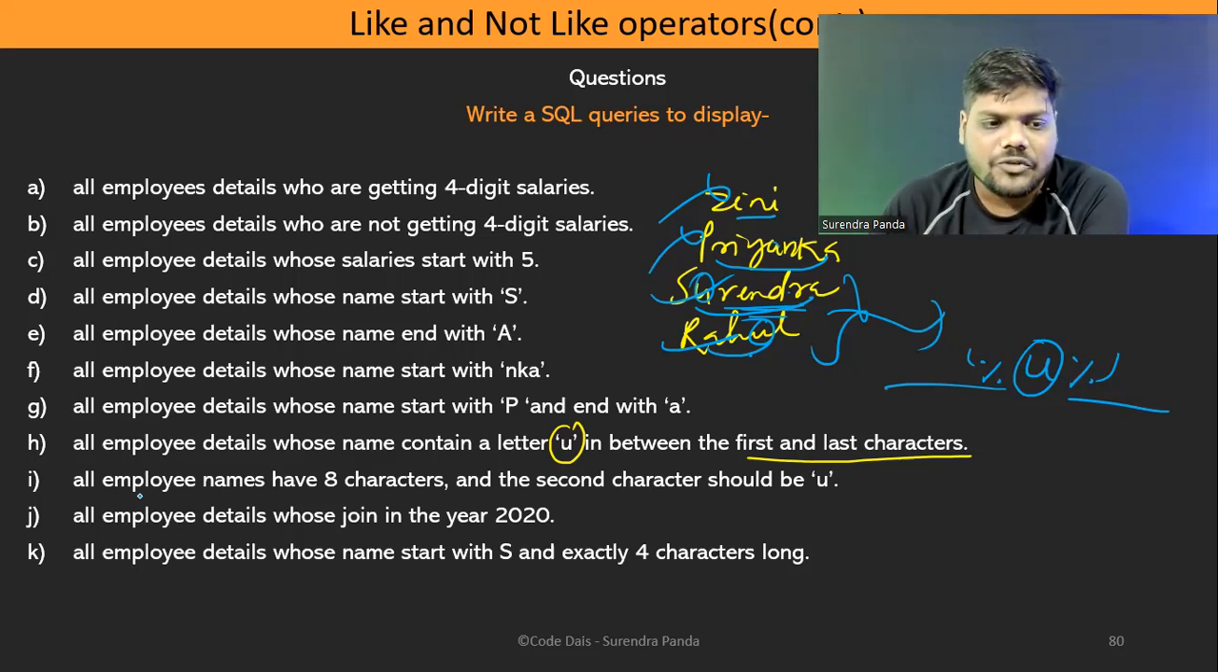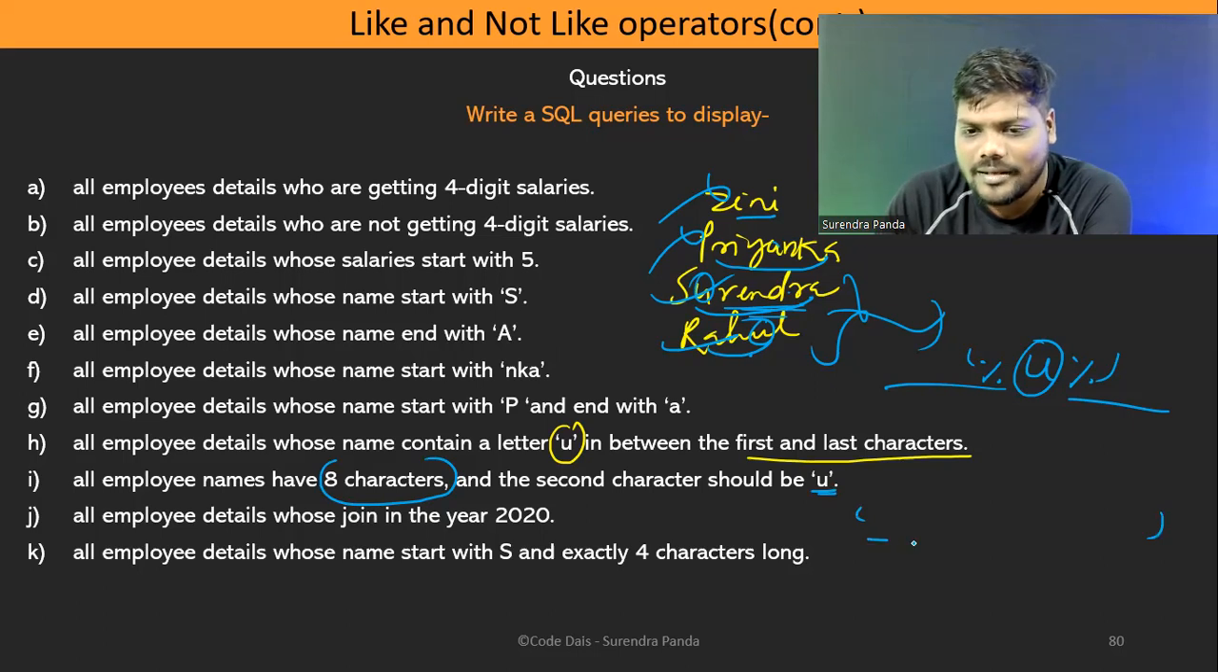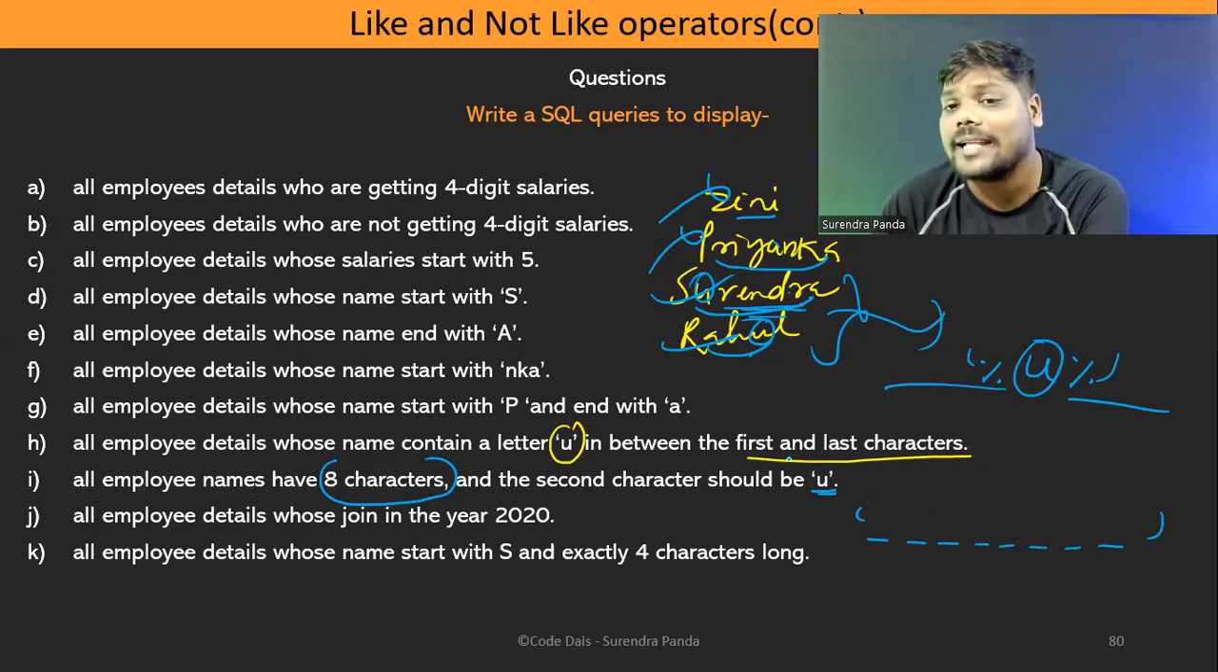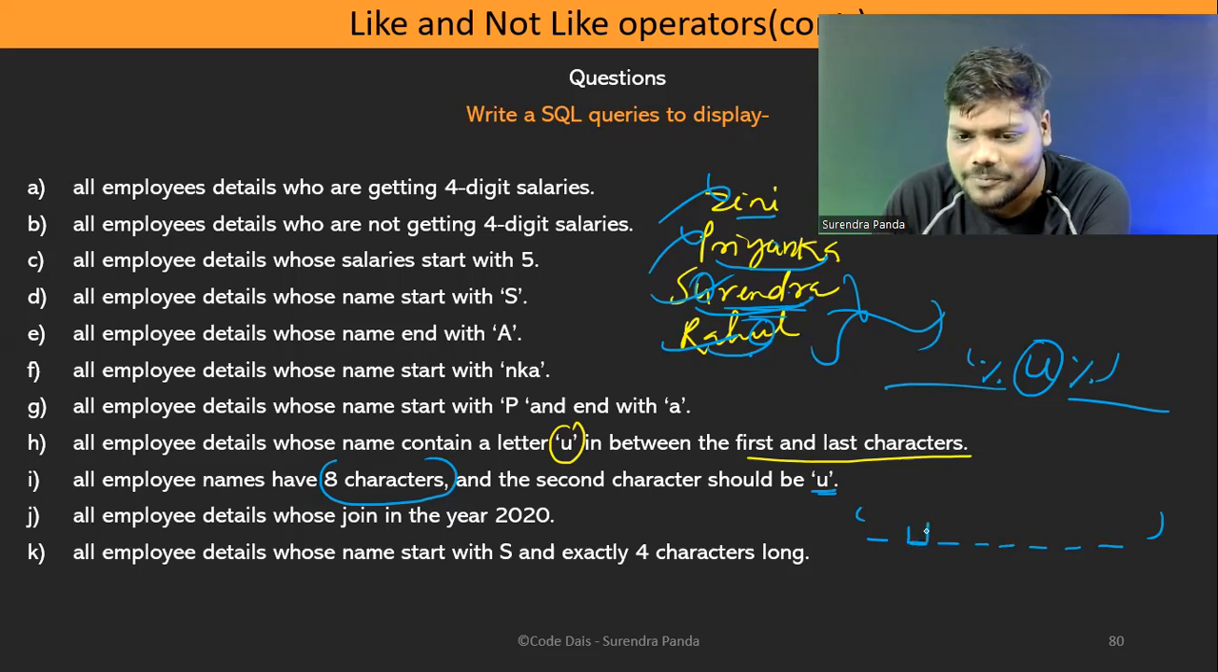Fine. So display all the employee names that have 8 characters and the second character should be U. What is the pattern? 8 characters means 1, 2, 3, 4, 5, 6, 7, 8. If I write like this, it will display only 8-character names, but the second character I want U, so here I will write U. Is it clear or not? I hope it is very, very clear.